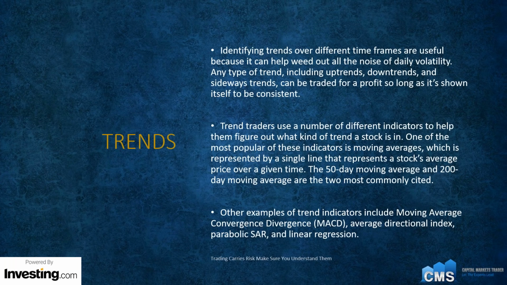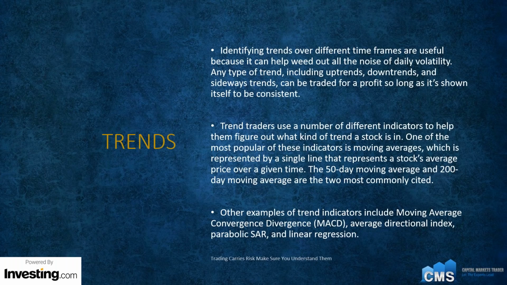So the first category, and one of the most used categories, falls under the group called trends. They identify trends over different time frames, which is useful because it can help weed out the noise of daily volatility. Any type of trend, including uptrends, downtrends, and sideways trends, can be traded for profit so long as it's shown to be consistent. Now, trend traders use a number of different indicators to help them figure out what kind of trend an asset is in.